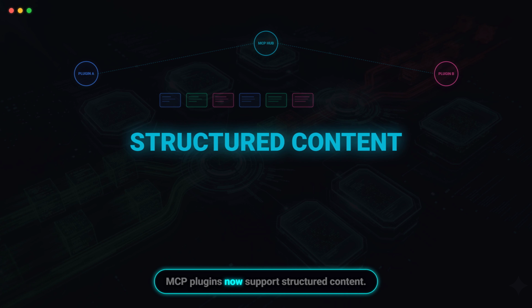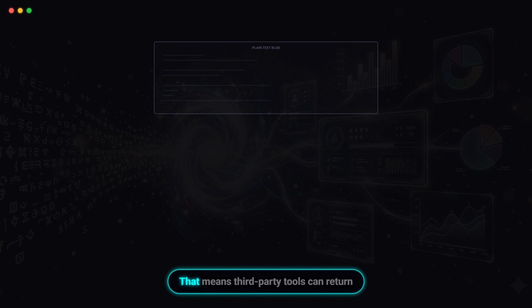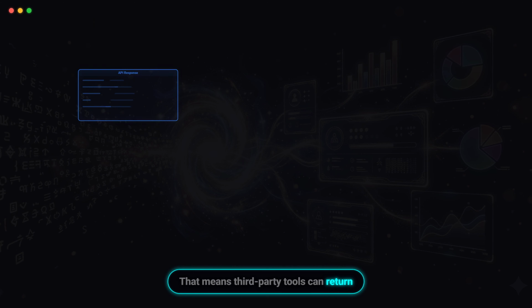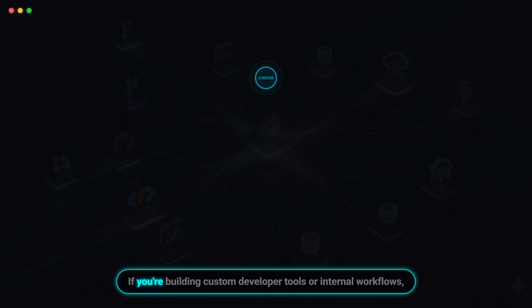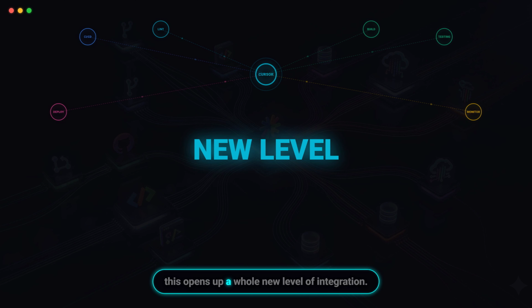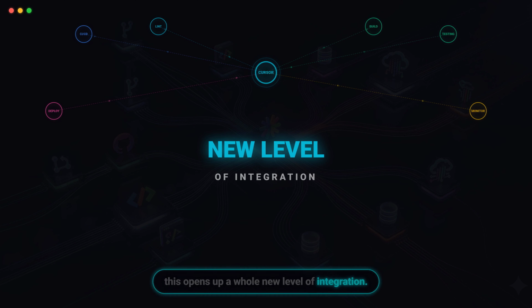MCP plugins now support structured content. That means third-party tools can return rich formatted outputs instead of plain text blobs. If you're building custom developer tools or internal workflows, this opens up a whole new level of integration.